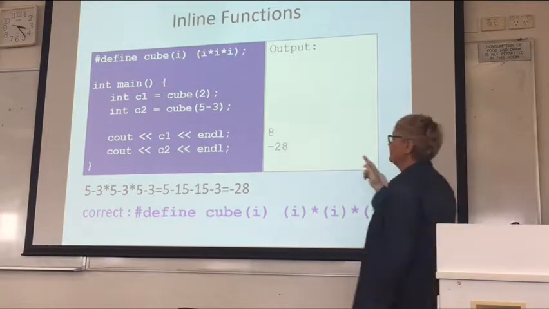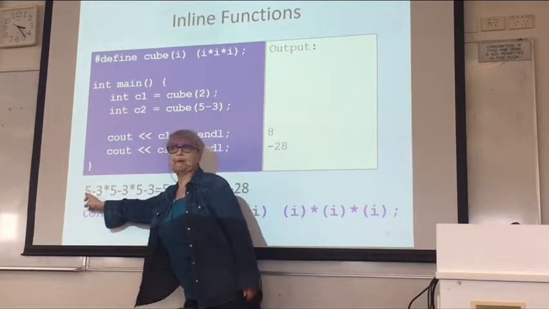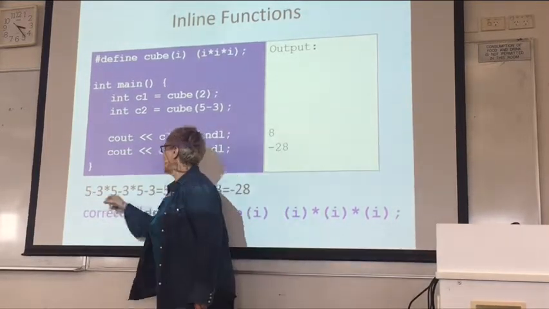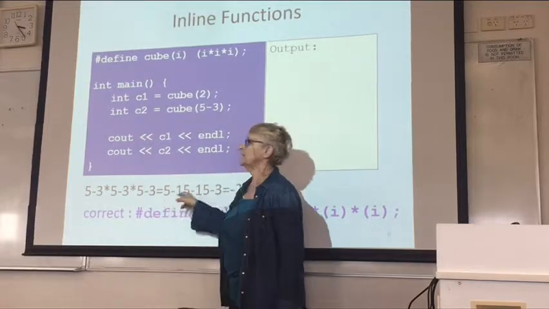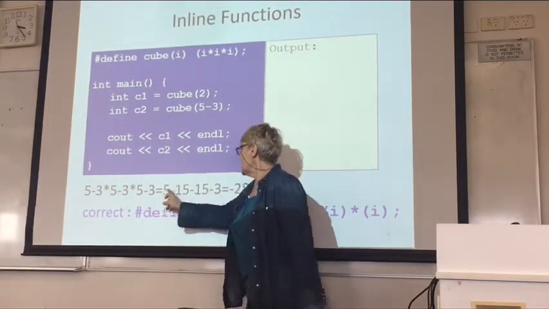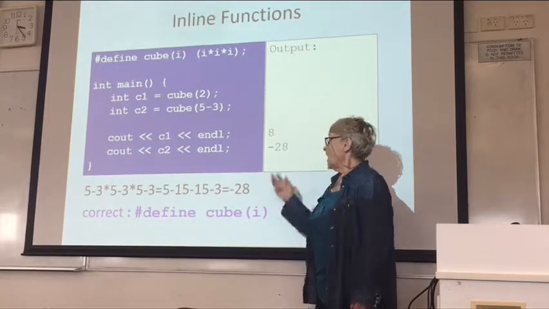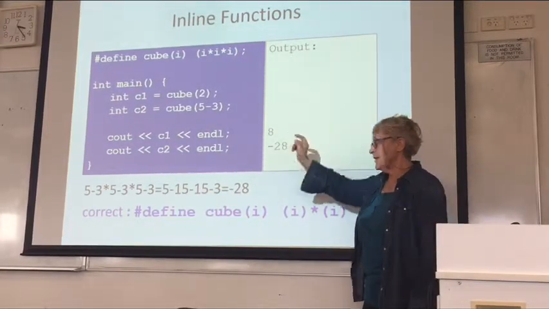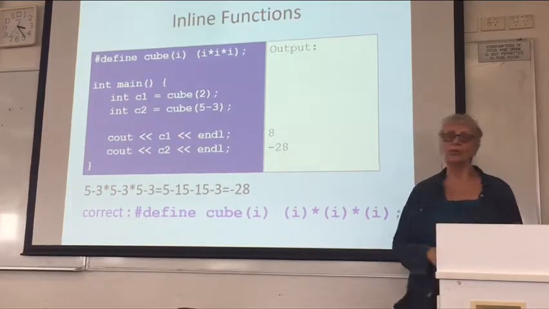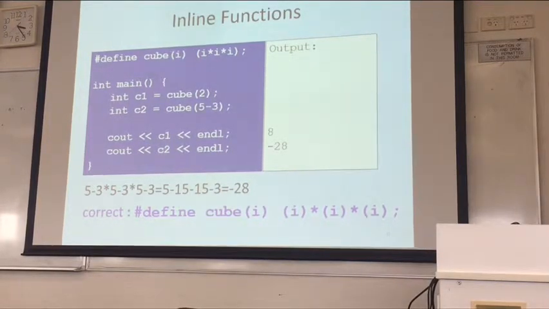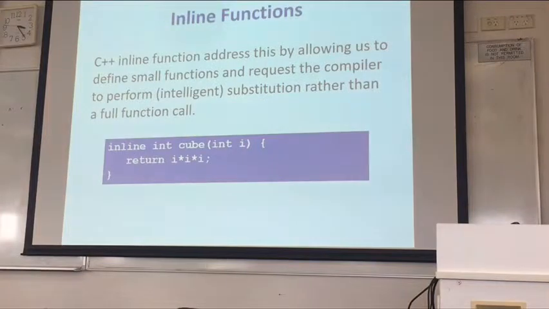Minus 28. Because this is what happens with i being 5 minus 3 times i times i. And then you end this, which is this. If you want to get exactly the same behavior as our function, you have to use brackets. So things become a little bit more complicated with complex expressions. Therefore, the best way is forget about preprocessor define and use inline.